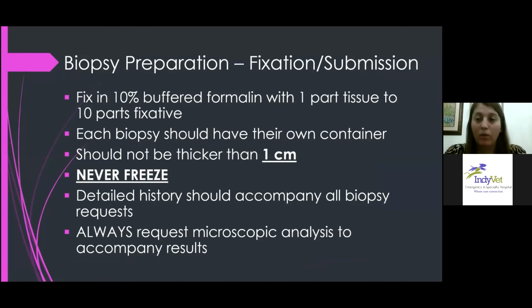We've done what we could to prevent any spread. How do we submit it and fix it properly? So we need to fix our biopsy in 10% buffered formalin, 1 part tissue to 10 parts fixative.